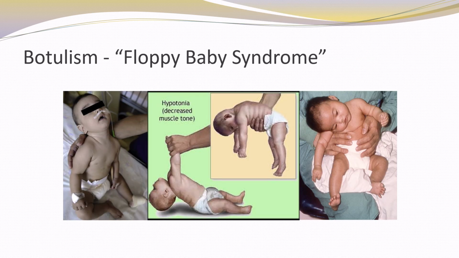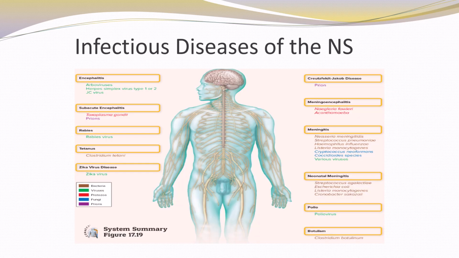So here are some images of that floppy baby syndrome. We've got little infants that have botulism, again, potentially from consuming unpasteurized honey, that raw honey, and it causes that paralysis in these individuals. Again, sounds cute, but it's not. And then just like that, we have covered all the infectious diseases of the nervous system.